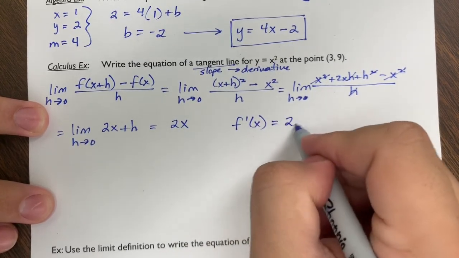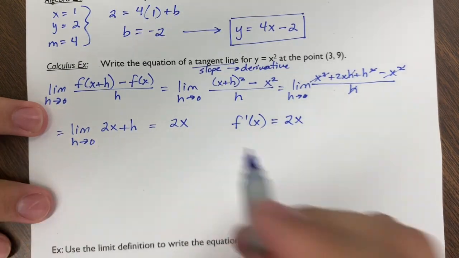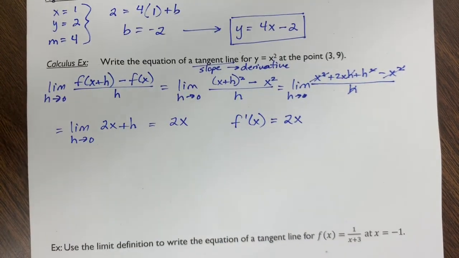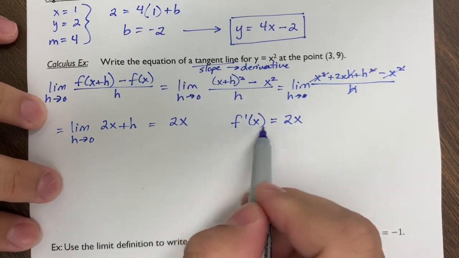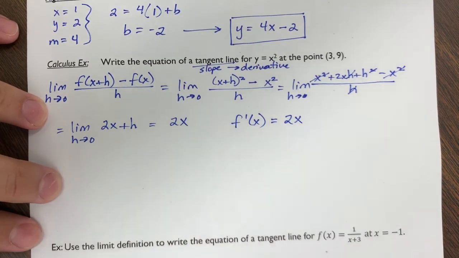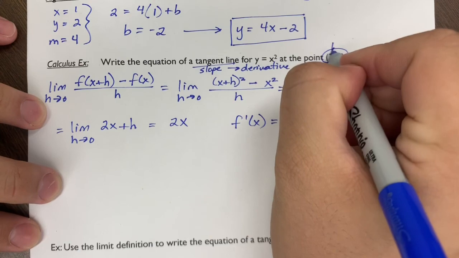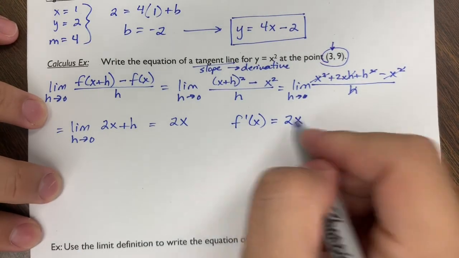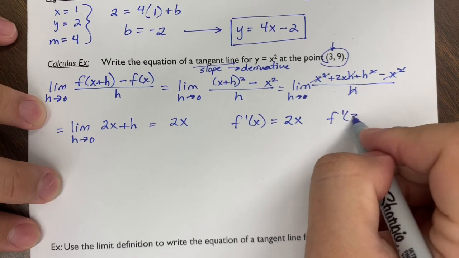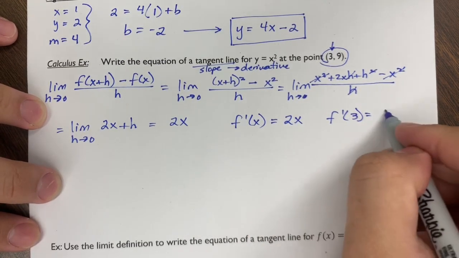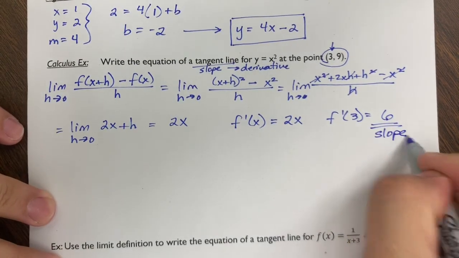So my derivative is equal to 2x, the function that's going to help us determine the slope at any x value. So what value of x do we want? Sorry, I got interrupted. This is the function of our slope at any x value. The x value we're interested in is an x value of 3, so we plug in 3 into this. Our slope at the point (3, 9) is, if I plug in 3, 6. That is going to be our slope.